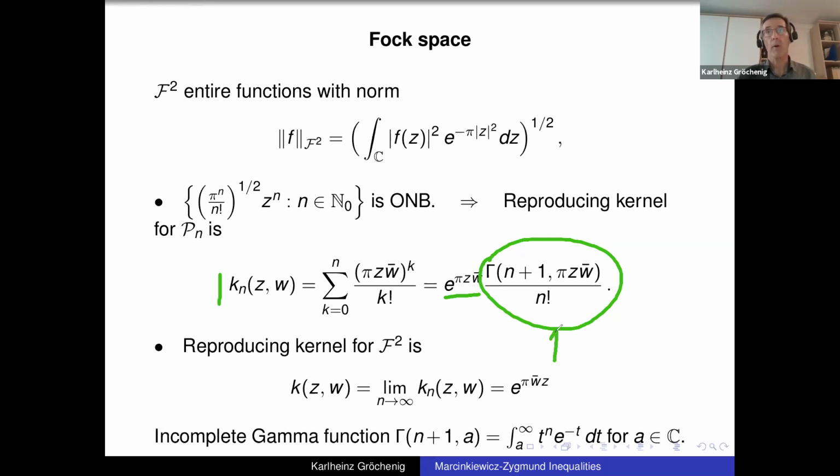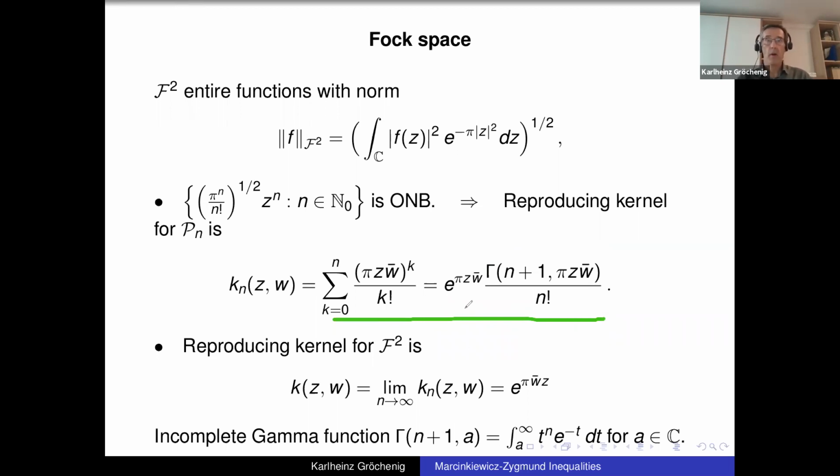What is important and what I want to point out is this formula for the intrinsic reproducing kernel. Intrinsic reproducing kernel is equal to the reproducing kernel times the incomplete gamma function at pi z w bar. Now, incomplete gamma function at n+1, a is, well, it looks like the definition of the gamma function, except that you start the integration at a and not at 0. You can extend the incomplete gamma function to complex variables in both arguments, but this is a different story.